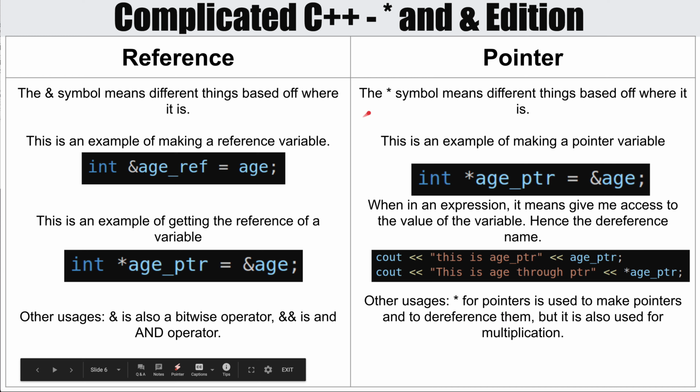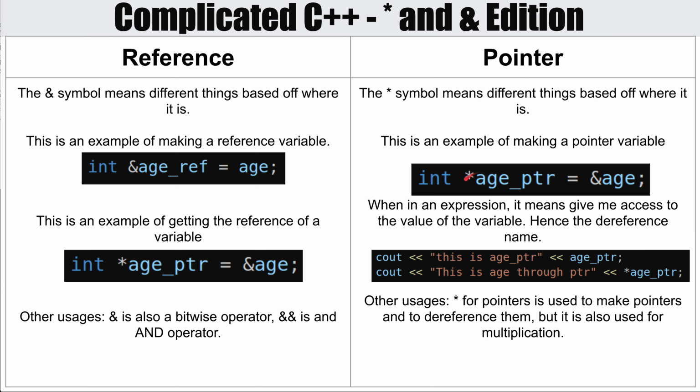Now let's look at the pointer. The star symbol means different things based off where it is. So when it's in the front here on the left side, when we're making a variable, you're telling the compiler, I want a pointer variable, a variable that points to the memory of something else. But when it's used in an expression, like over here, where an expression is a statement of code, it gives me access to the value of that variable, hence the name dereference, okay? So think about it. If the reference means the memory, then to dereference it means instead of looking at the memory, I want to look at the value.